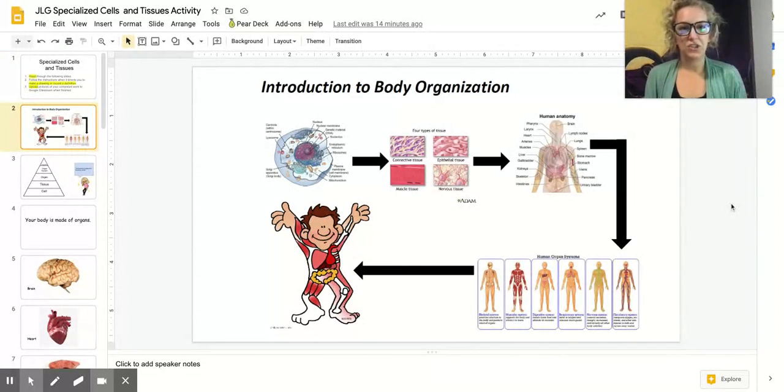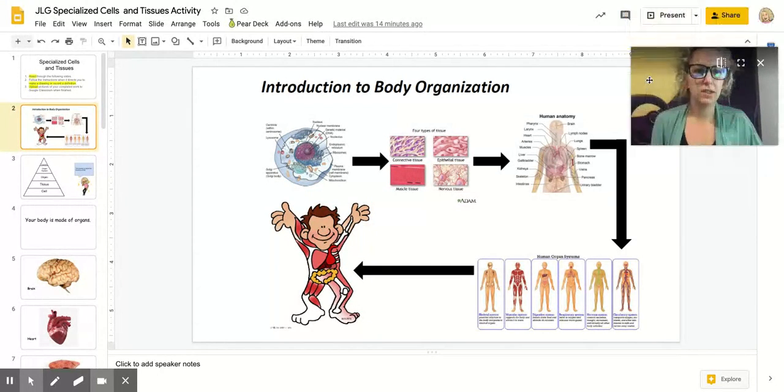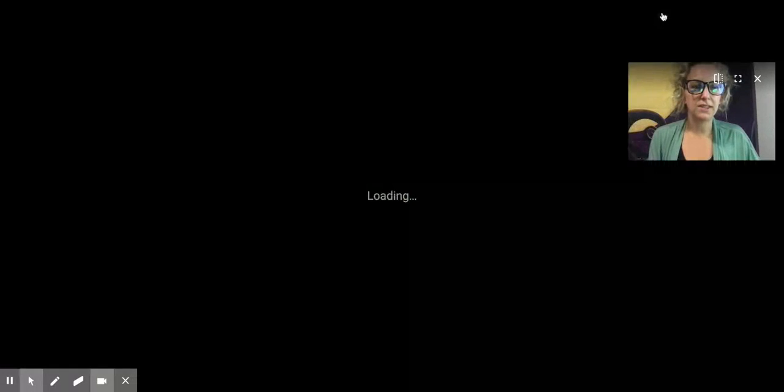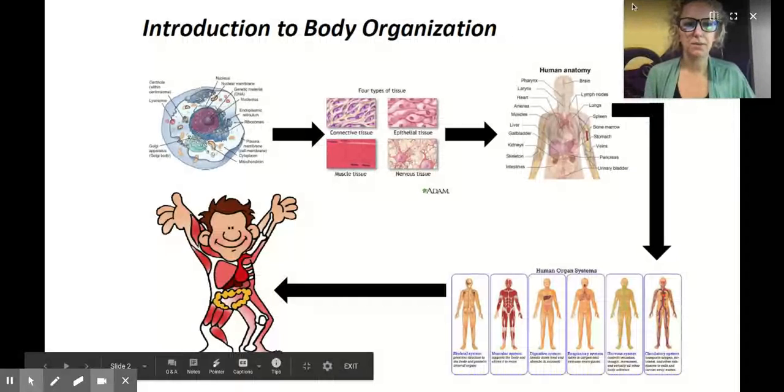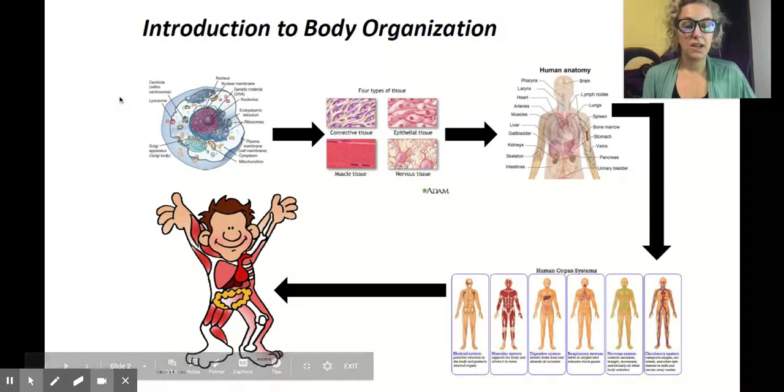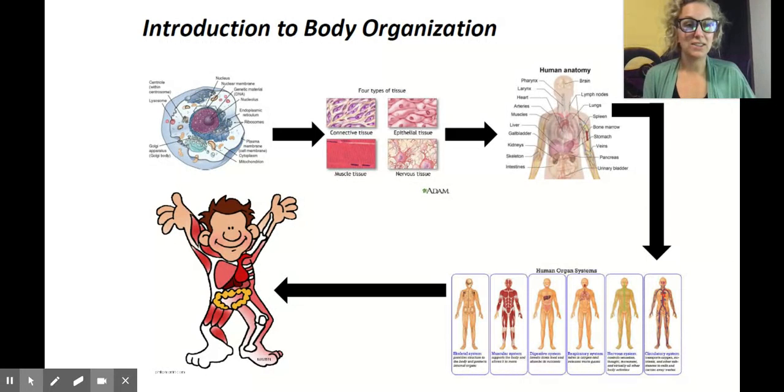This is an introduction to your body organization, and this flowchart shows us how our body is organized from cell all the way to whole organism. So I'm going to go ahead and zoom present slides so that we can see these more clearly. So organisms are built from cells. Everything in our body is made of cells. Now, what we're going to learn in this unit is those cells have very different shapes and functions.